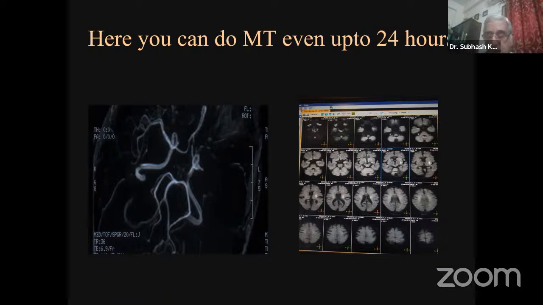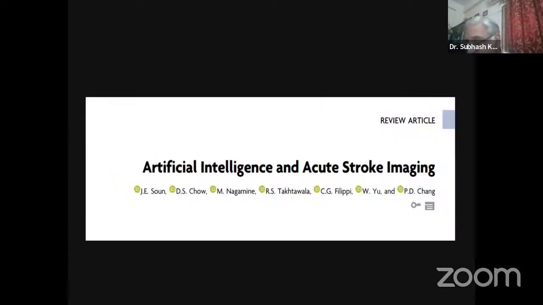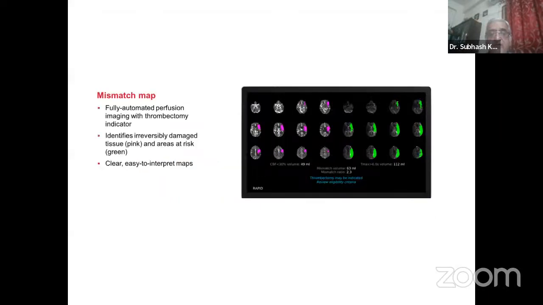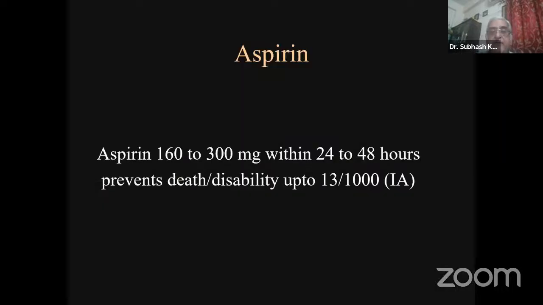Now, we normally do this by eyeballing these days, but now with artificial intelligence, we have got software. It can exactly tell us which patient we can do mechanical thrombectomy in, where it will succeed, and which patient we may leave alone. And you can see it on your mobile. Now, if you see in this patient of stroke, this red area, this purple area is the area which is damaged. But the green area is the area which is not damaged yet, but it's at risk of damage. So this is a good patient where you can do mechanical thrombectomy even at 24 hours.